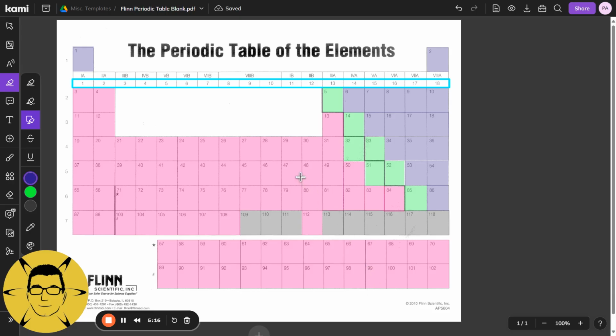Okay, so I do want to identify this jagged black line right here. Essentially everything to the left of that line is a metal. These gray ones down here, we are not entirely sure because we can't keep them around long enough to measure their properties. But everything else is a metal.